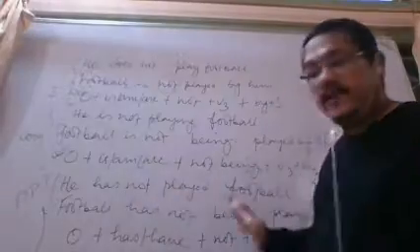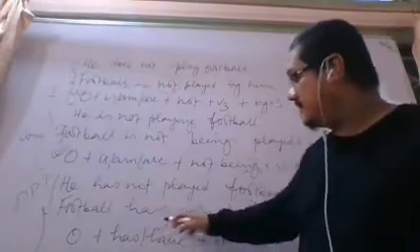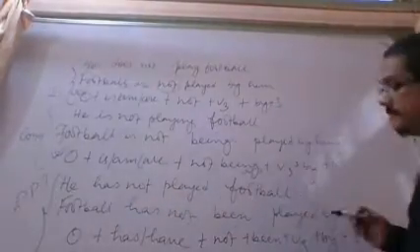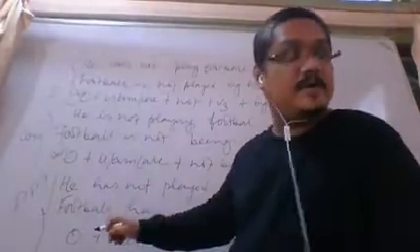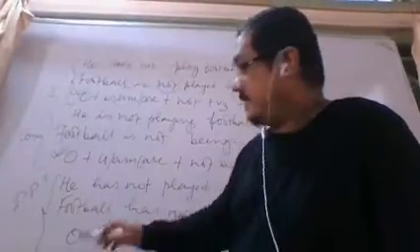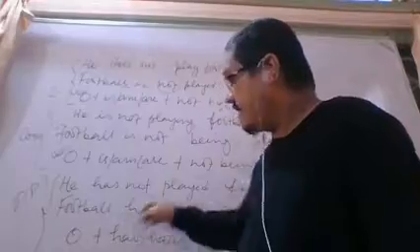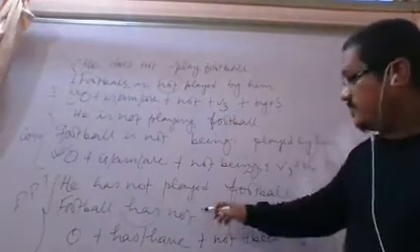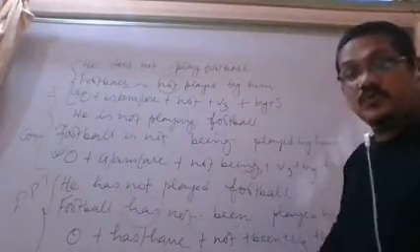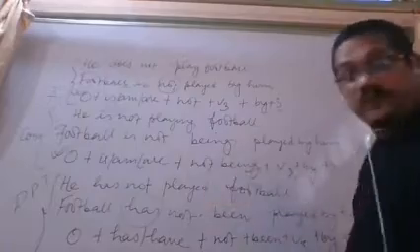He has not played football. Football has not been played by him. Now, because football is singular in number, that is why we have used has. And then not is here. So what will be the rule for present perfect tense?